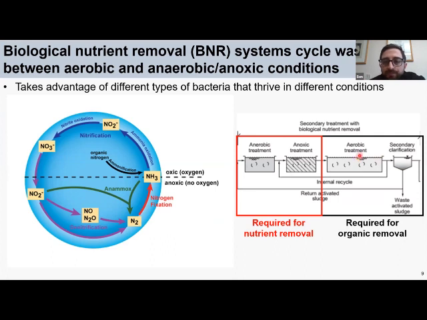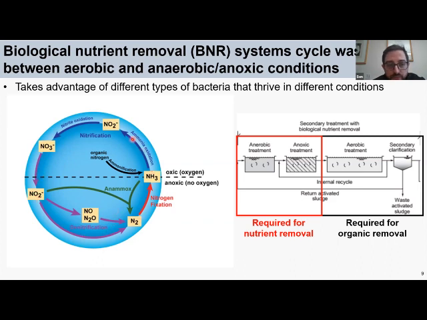But in order to remove nitrogen, we have to cycle it between an aerobic and an anoxic or anaerobic stage. And the reason for that is this nitrogen cycle. So typically, raw wastewater is an ammonia base and a reduced form of nitrogen. So in order to get rid of that, we have to oxidize it to nitrate. This requires oxygen in the water. And then after we form that nitrate, we need to reduce it again to nitrogen gas.